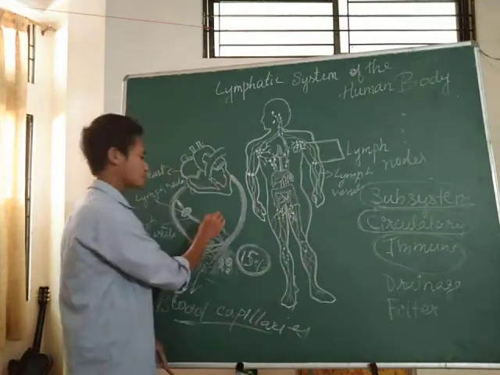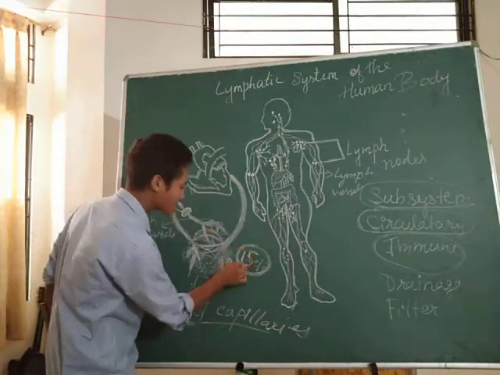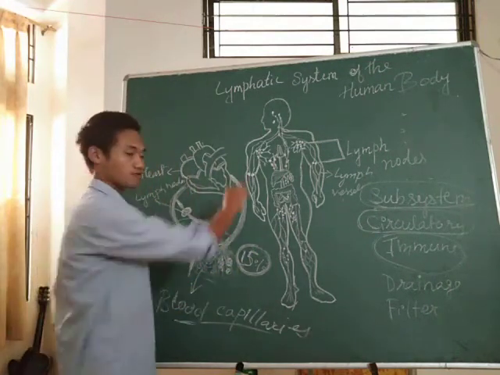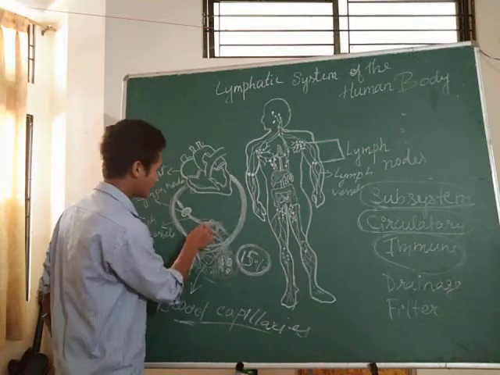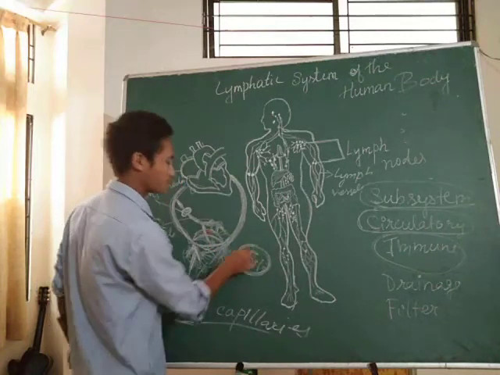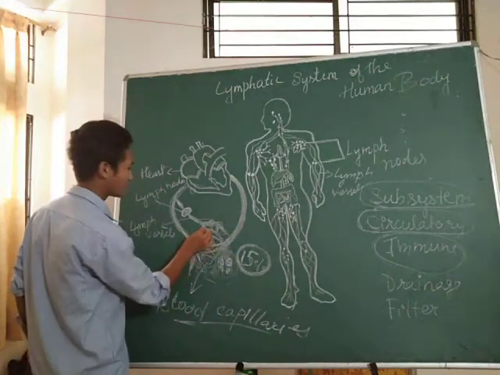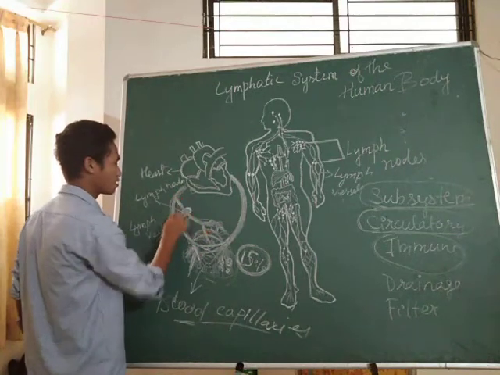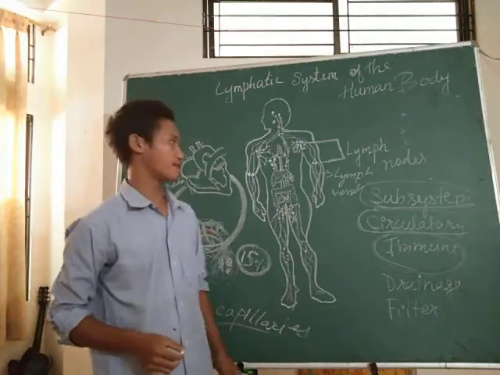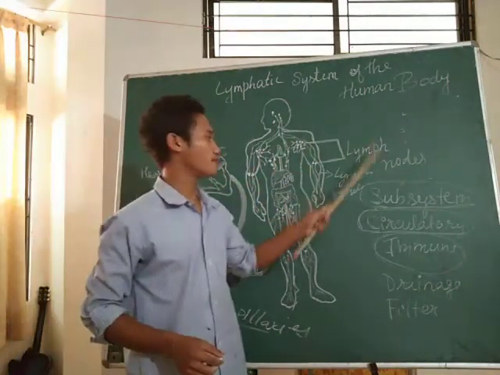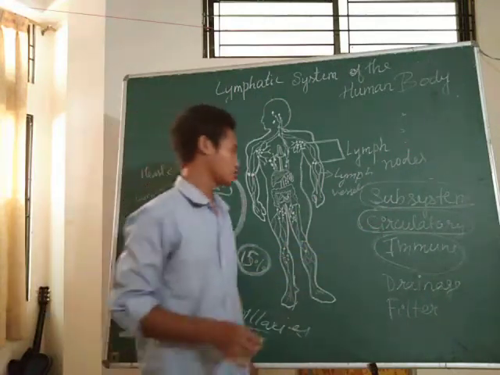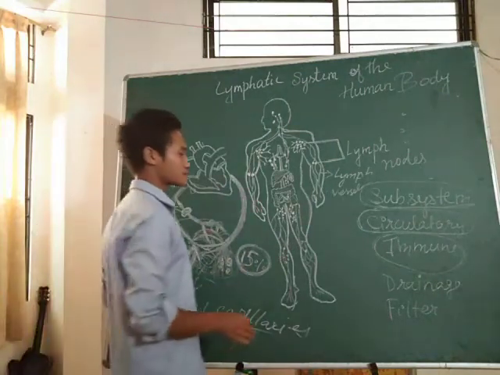So these lymphatic vessels, what do they do? They absorb back this remaining 15% of the blood that cannot be absorbed by the blood vessels of the circulatory system, and they put it back in the blood vessels, thereby completing the circulatory system. That is why the lymphatic system of the human body is called a subsystem of the circulatory system.